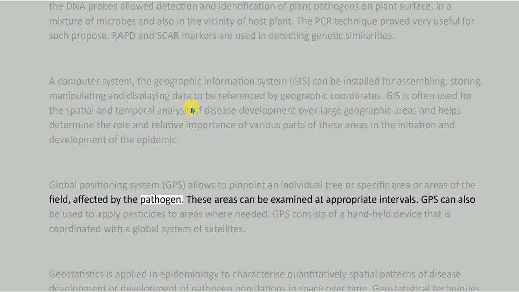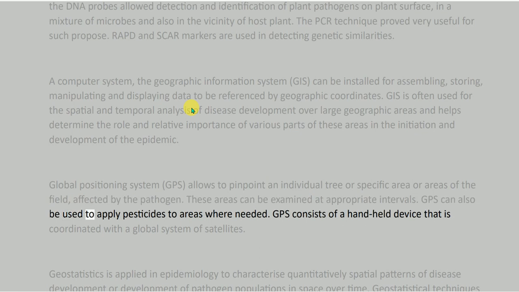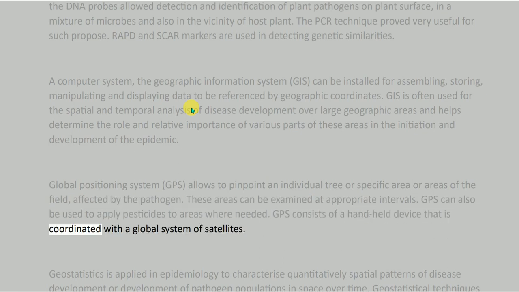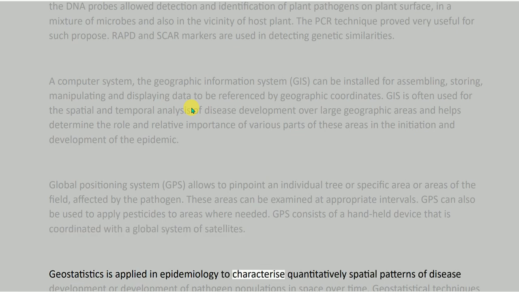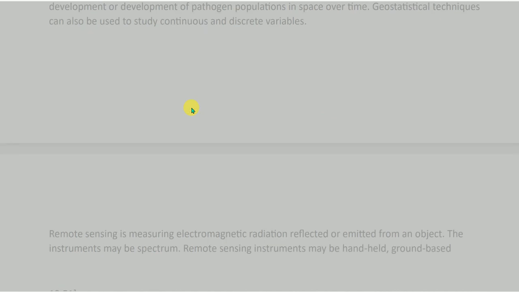These areas can be examined at appropriate intervals. GPS can also be used to apply pesticides to areas where needed. GPS consists of a handheld device that is coordinated with a global system of satellites. Geostatistics is applied in epidemiology to characterize quantitatively spatial patterns of disease development or development of pathogen populations in space over time. Geostatistical techniques can also be used to study continuous and discrete variables.